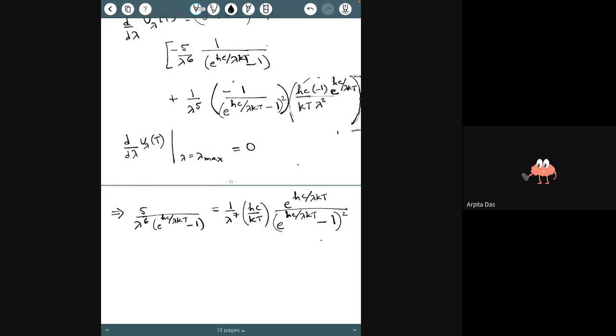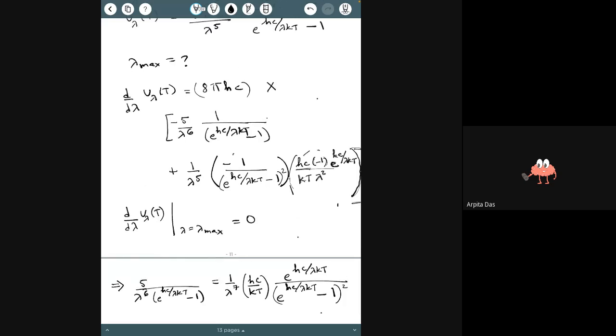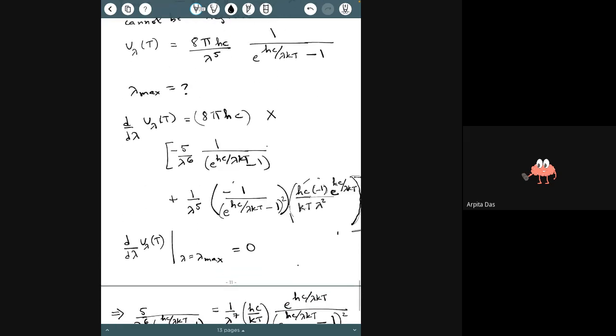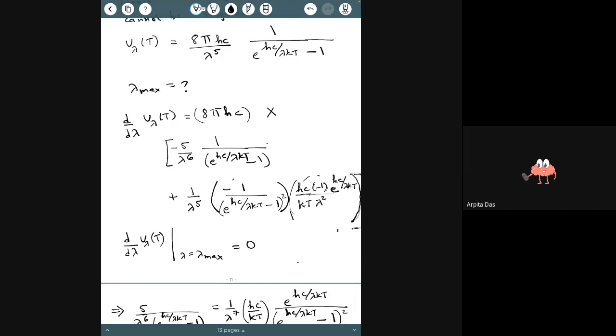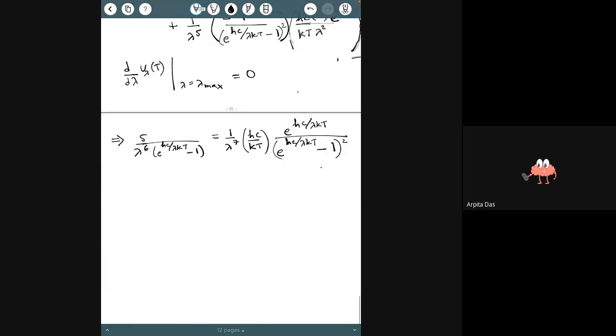Square. Okay, so this is clear. It just looks a little bit ugly, but what I'm doing is quite simple. I'm just differentiating the two terms. In the first term, I have differentiated this part, and in the second term, I have differentiated this part. It just looks a bit ugly.